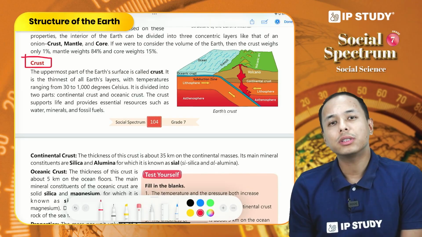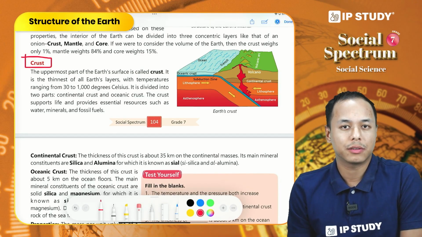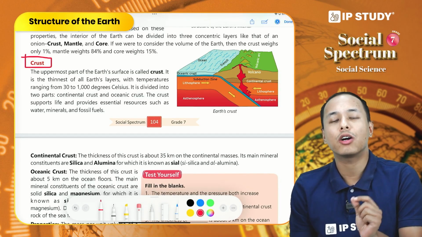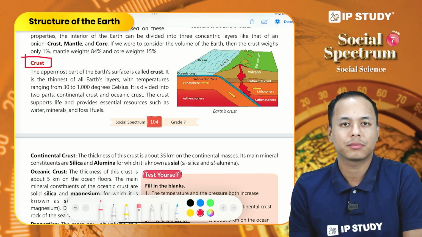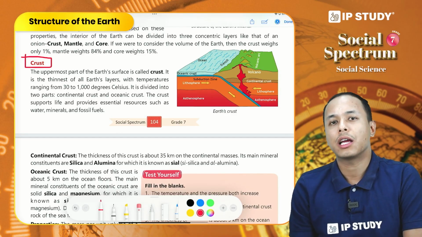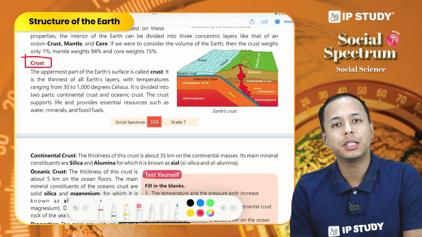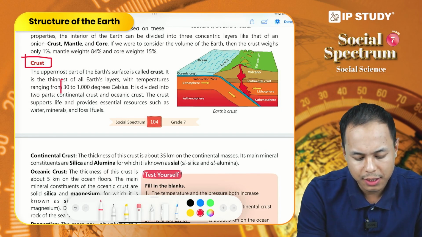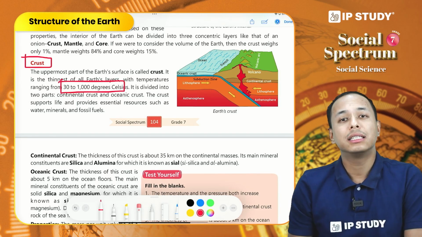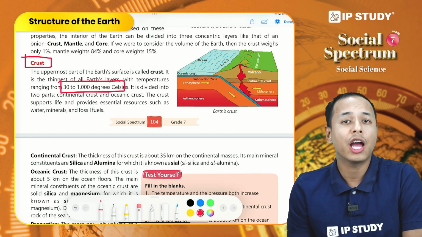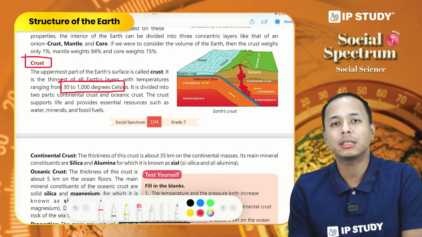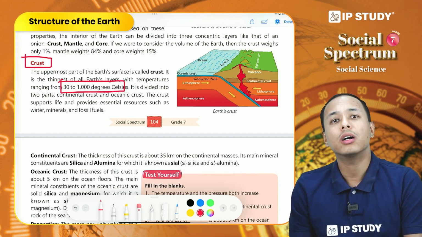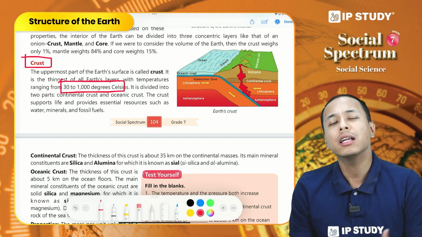So now let us see crust. It is the uppermost layer or the part of the Earth's surface, and it is also the thinnest among all the 3 layers. Okay, in this layer, the temperature mostly ranges between 30 to 1000 degrees Celsius, and this layer also supports life and provides all the valuable minerals like fossil fuels or other valuable metals and so on.